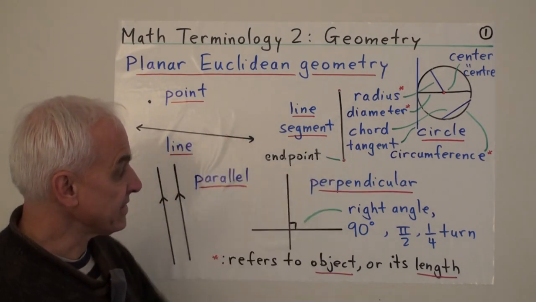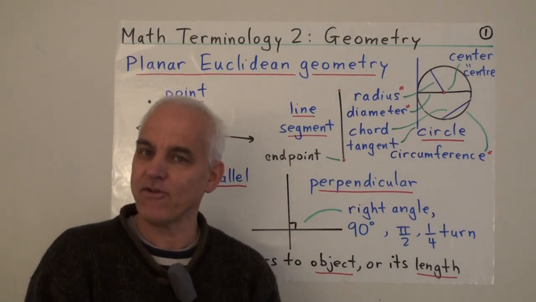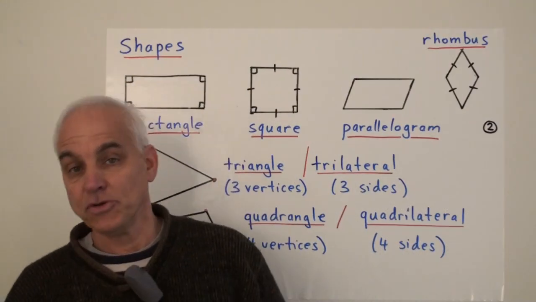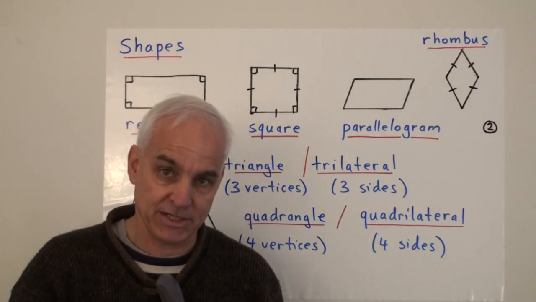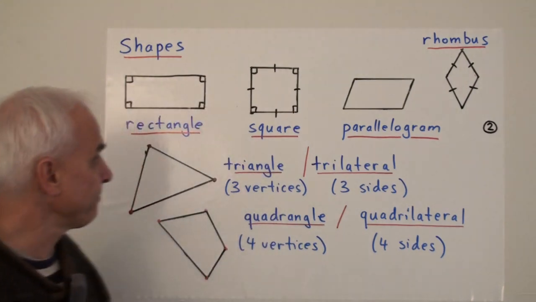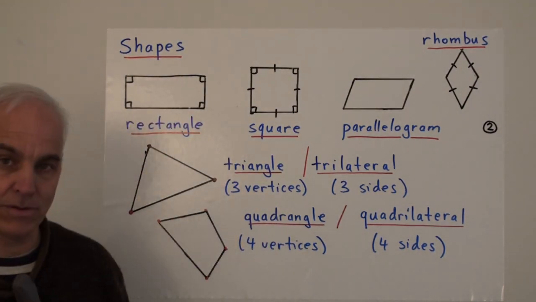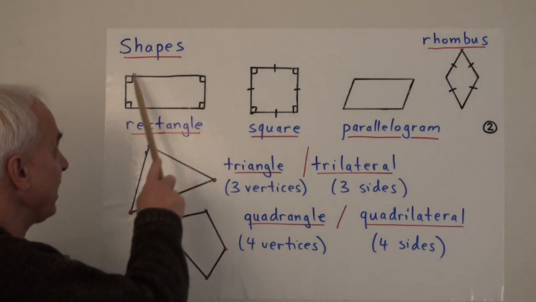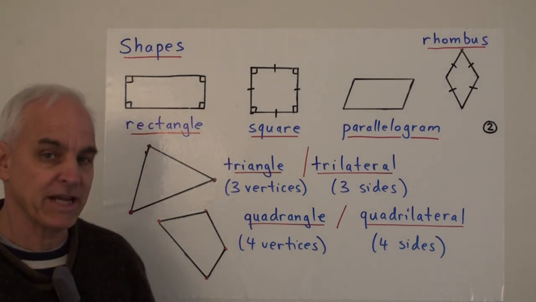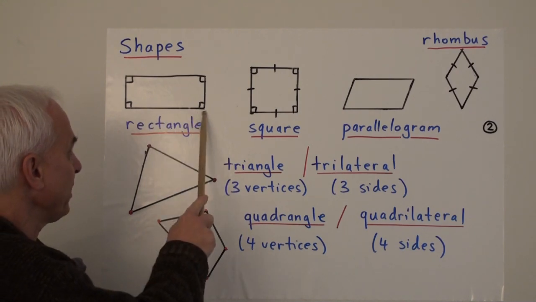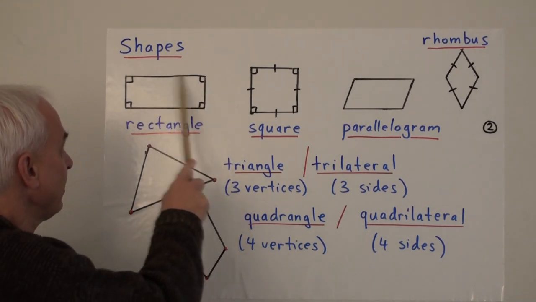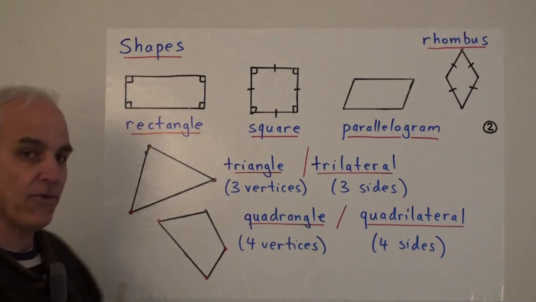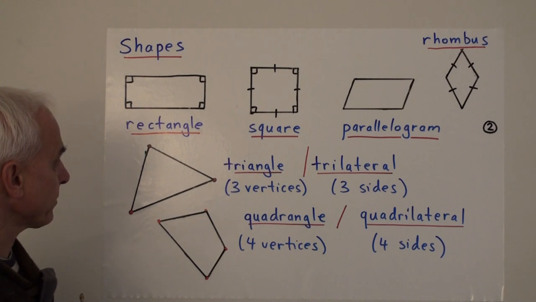Now, these are some fundamental concepts coming from Euclidean planar geometry. Let's introduce some basic shapes from planar geometry. First of all, a rectangle, which is something created from four line segments which are all perpendicular. This perpendicular to that, this perpendicular to that, this perpendicular to that, and this perpendicular to that. So we have four right angles, or four quarter turns there.